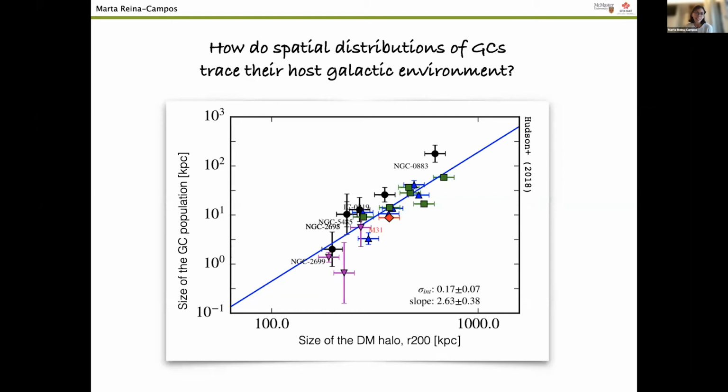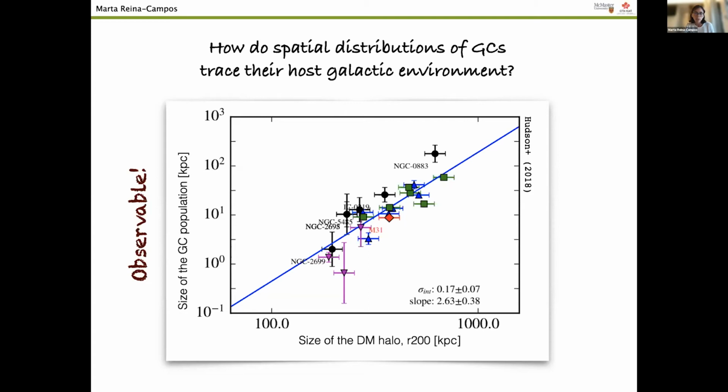So the goal of this talk is to show you how we can use spatial distributions of globulars to trace their host galactic environment. And I want to start by saying that there's already observational evidence that the size of the globular cluster population, which is represented here in the vertical axis, correlates with the size of the dark matter halo, as shown in the horizontal axis. And this is extremely exciting because the size of globular cluster populations is observable. So just by looking at how extended globular clusters are in a galaxy, we can know what the extent of the dark matter halo is.